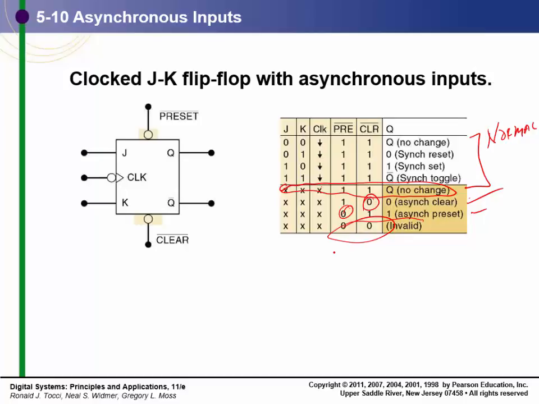So this is a JK flip-flop. These are used for a lot of different circuits, and we're going to see some circuits using that.